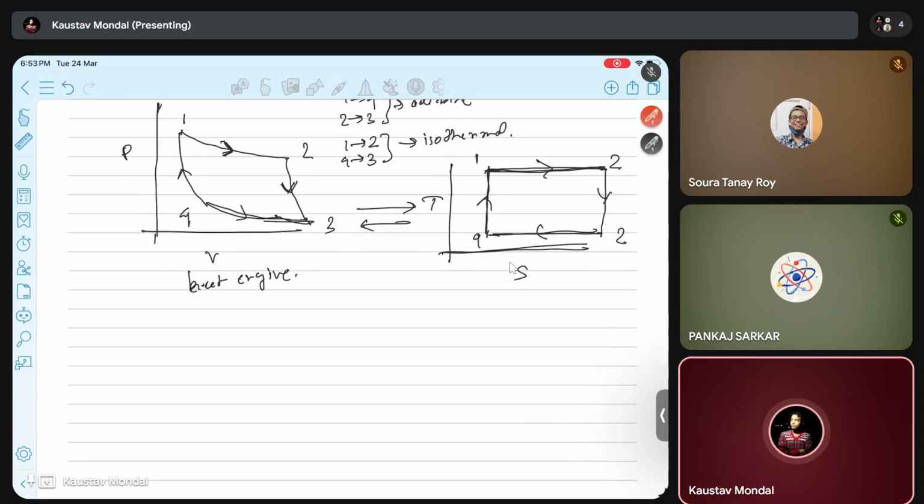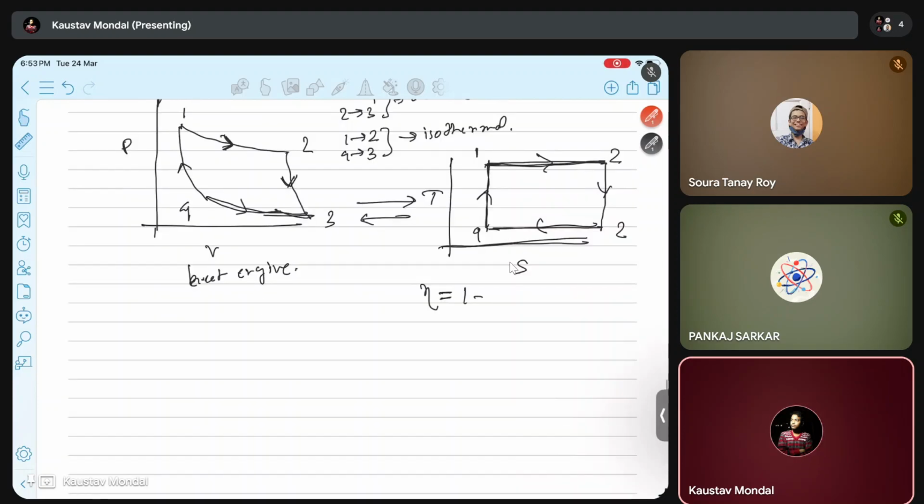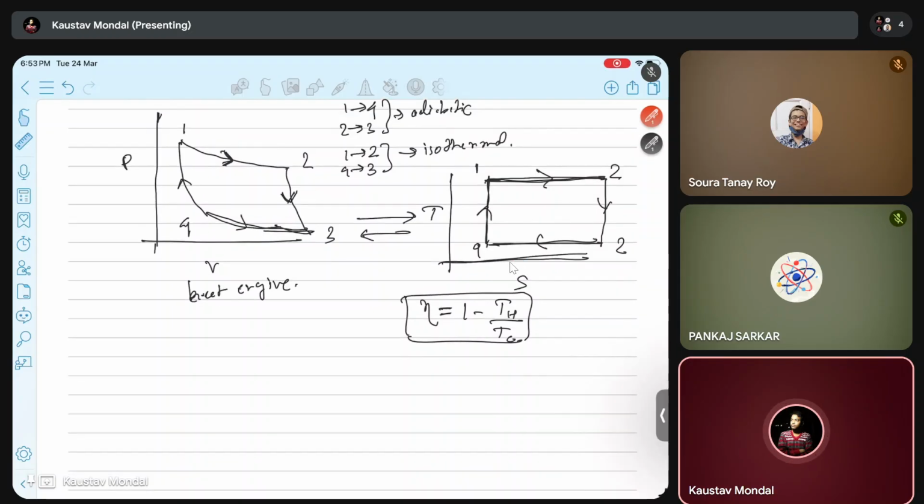And for the TS diagram also you can calculate the efficiency eta for a Carnot engine. So eta will take a similar form, 1 minus T cold by T hot. You can prove the same formula of efficiency by using this TS diagram also, in a way similar to what we did for the PV diagram.